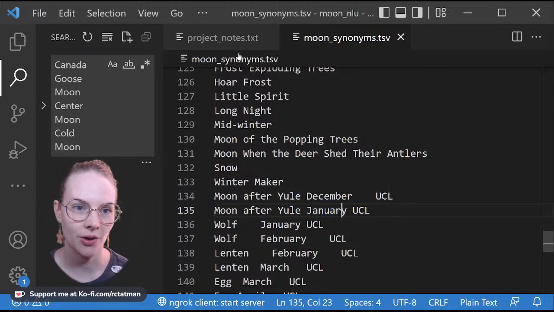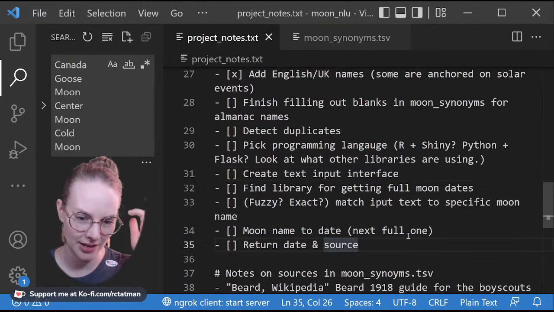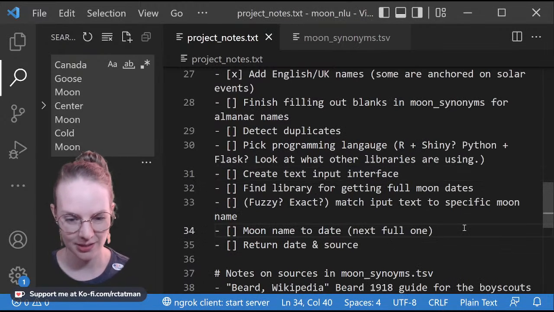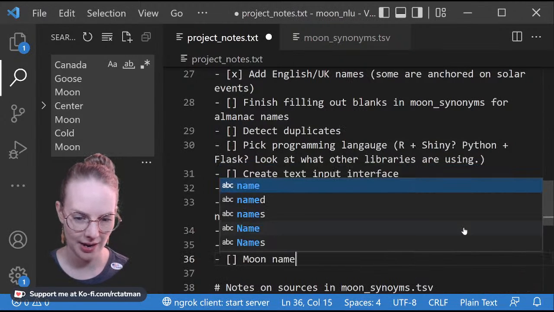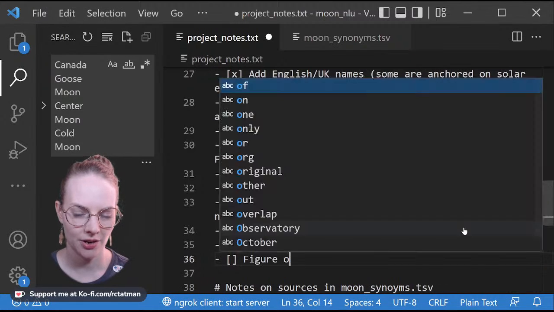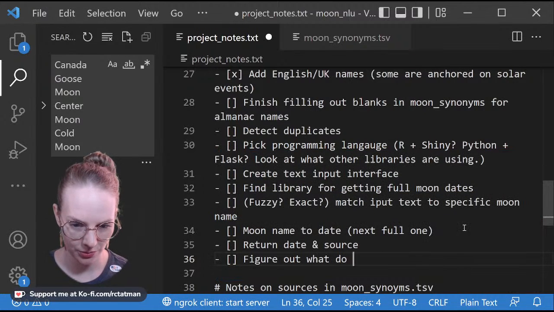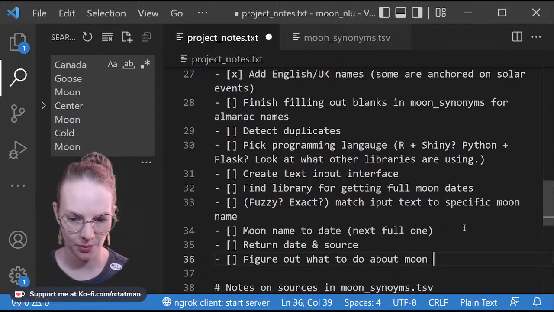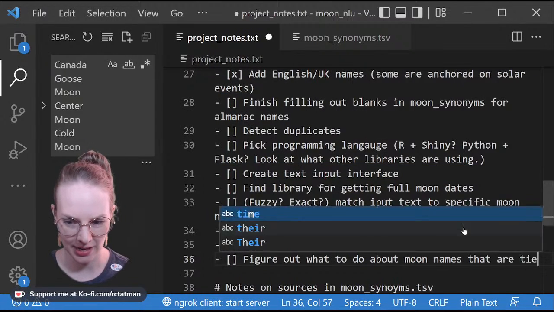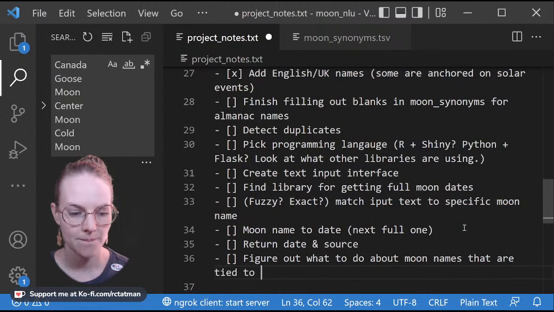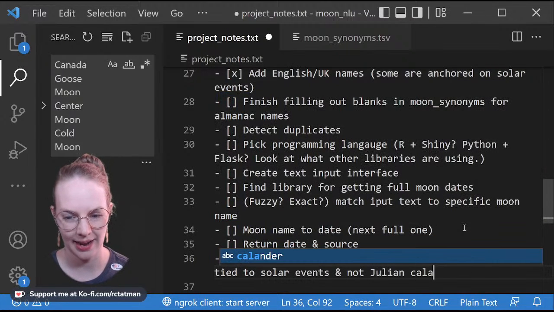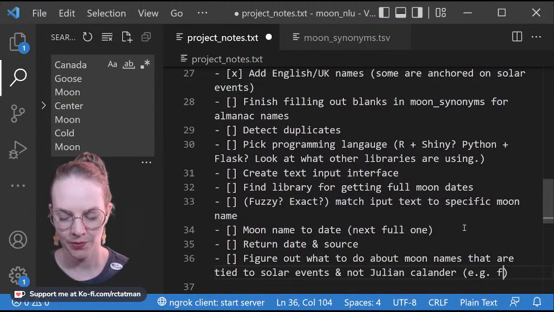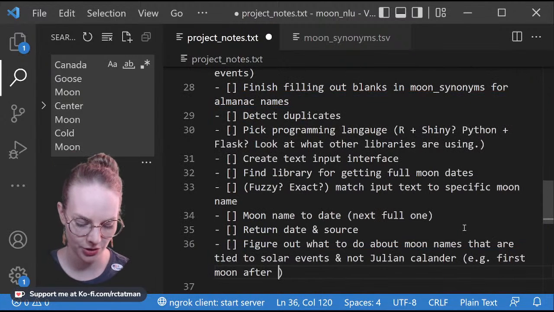And another thing that we're going to need to think about is moon names: figure out what to do about moon names that are tied to solar events and not the Julian calendar, e.g. first moon after Yule.